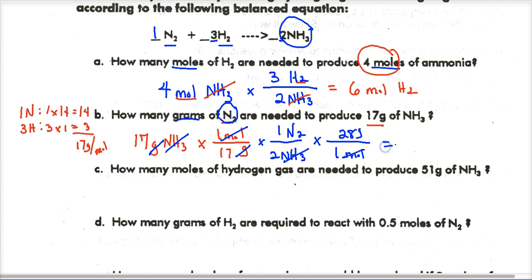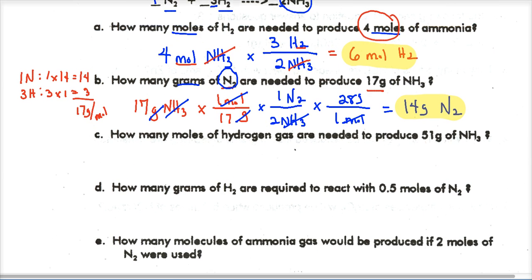Okay, grab our handy dandy calculator. And here we go. 17 divided by 17 times 1 divided by 2 times 28. And you get 14 grams. Of what? How do I know I have grams? Because it's the unit left standing. Grams of what? N2. All right, N2 is left standing. That's my other answer. Okay, very simple. You just got to follow your units. Letter C, how many moles of hydrogen gas do you need to produce 51 grams of ammonia? Always start with the number given to us, so 51 grams of ammonia.